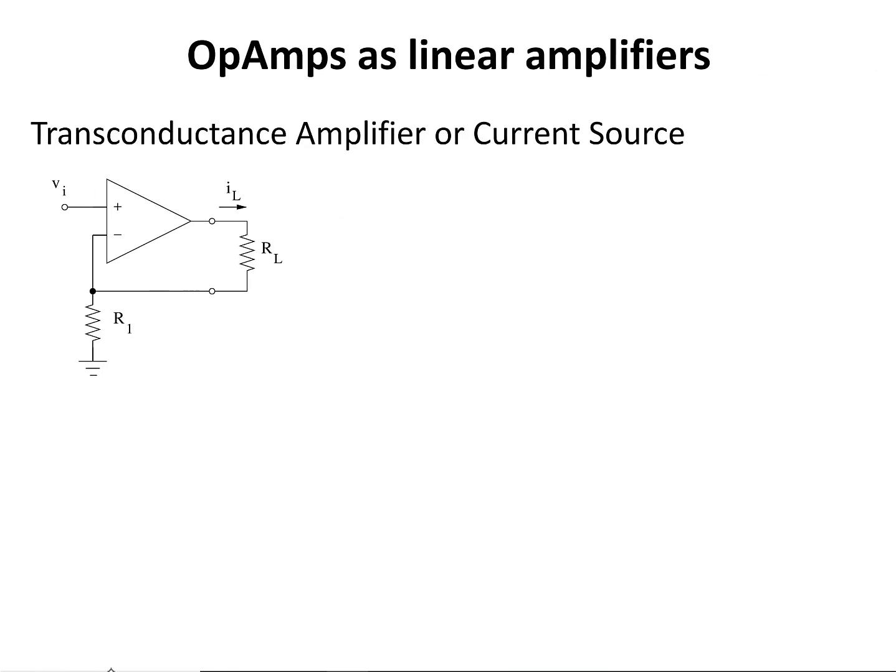The second functional circuit that we're going to look at is a transconductance amplifier, or a current source. In this transconductance amplifier, the output current, or IL, is proportional to the input voltage, or VI. As a result, it's a transconductance amplifier. It also functions as a current source. That means IL, the output current of this op-amp, is independent of the value of RL. Let's calculate IL and see how it works.